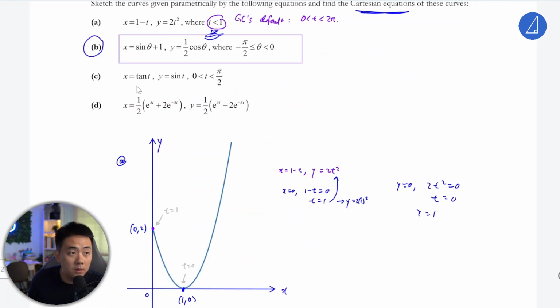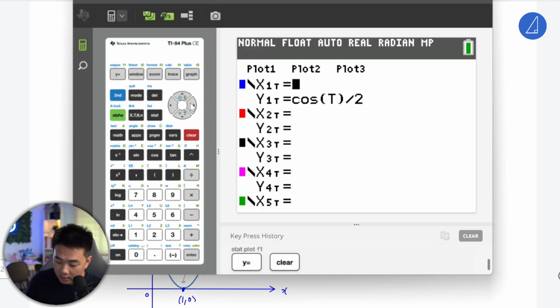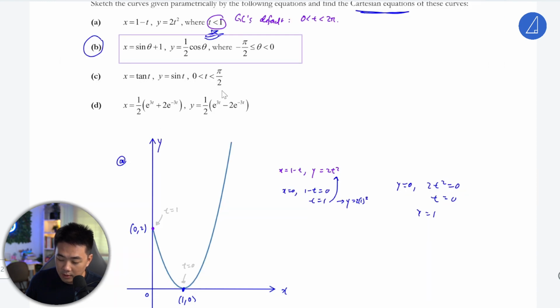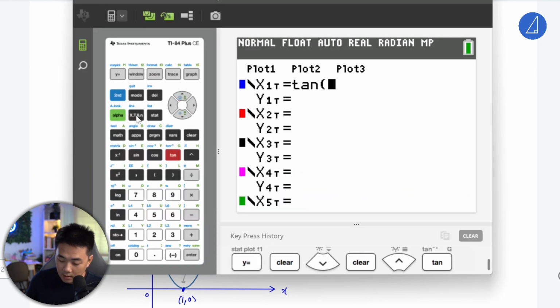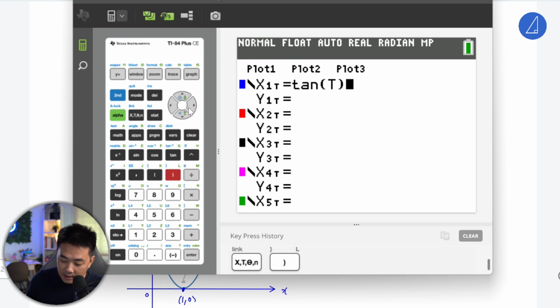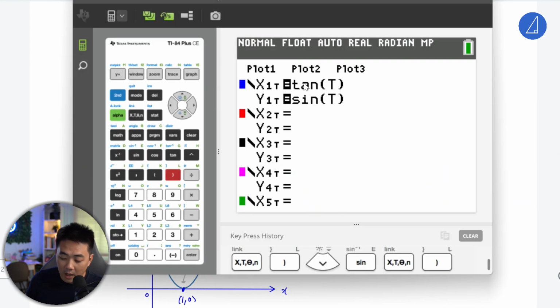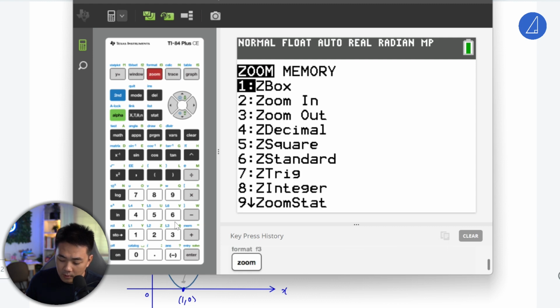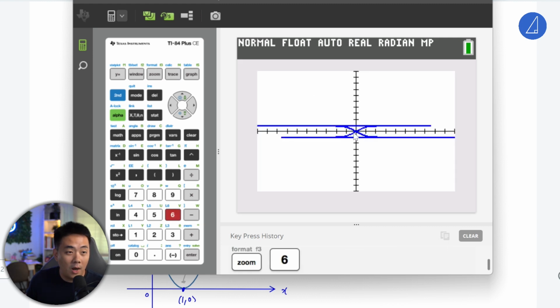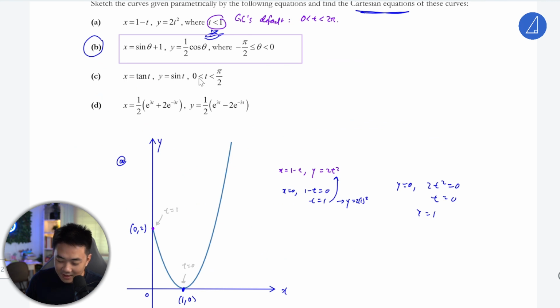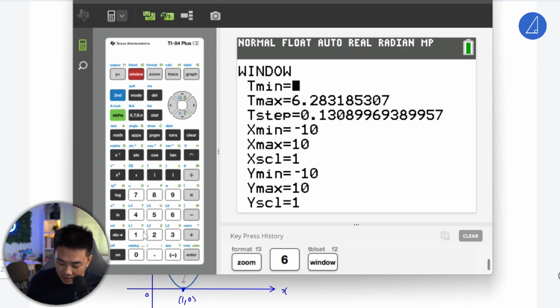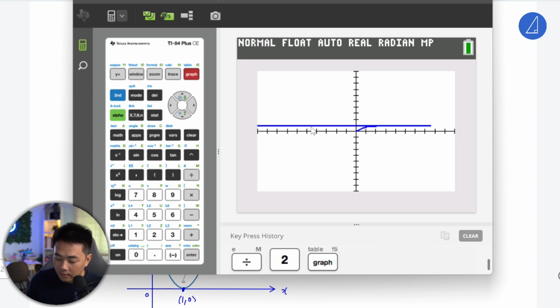So let's look at C, tangent t and sine t. Same thinking, calculator first. Here, just clear it, and remember to change the domain as well. So tangent t for x and sine t for y. Then the domain is 0 to pi over 2. Just go zoom standard first, then change the range to 0 to pi over 2. Key in, and you get this graph here.